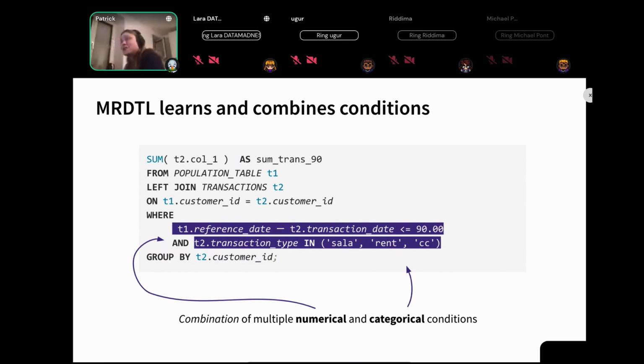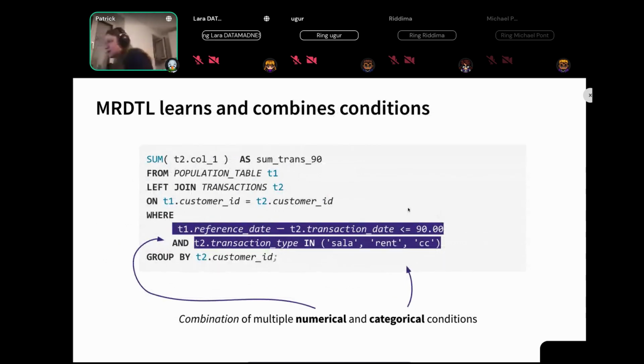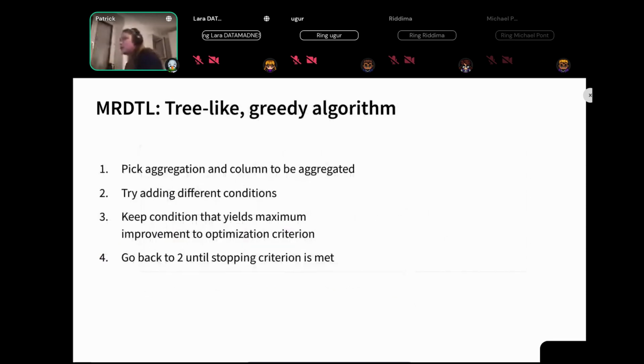The way MRDTL goes the next step that propositionalization cannot do, adding these more complex conditions on top of features, is by a tree-like, greedy algorithm. You start with the same approach as propositionalization. You pick an aggregation, you pick a column to be aggregated, and then you add different conditions on top of your features. So maybe you limit yourself to the past 90 days, and then you also try 91 days, 92 days, and so on and so forth. You try out all of these different conditions.